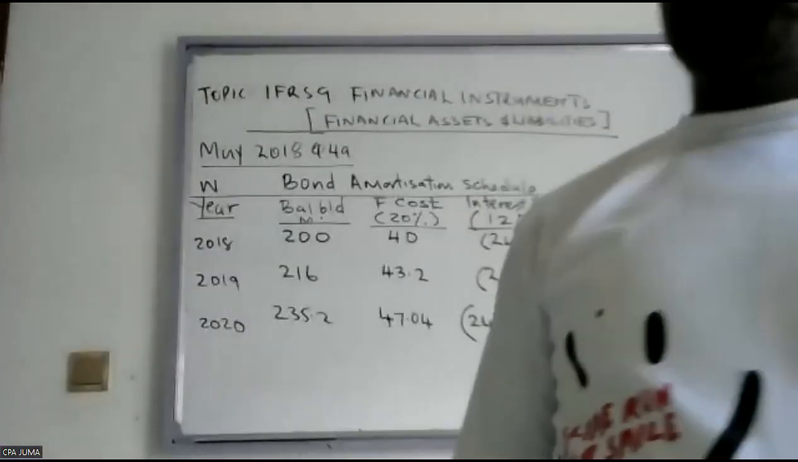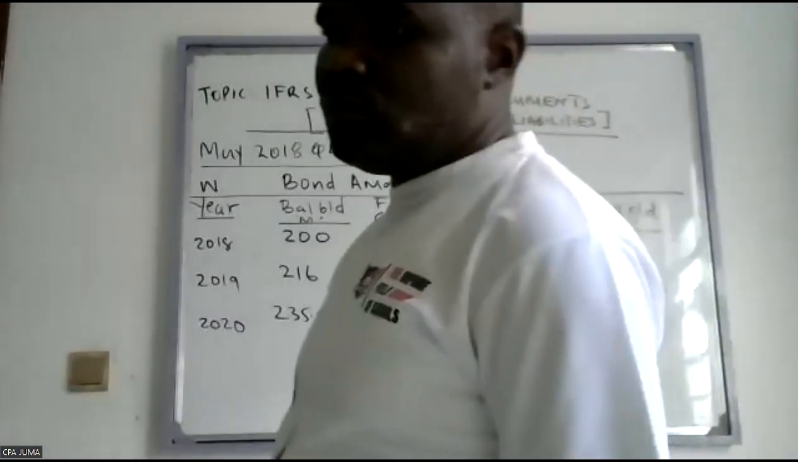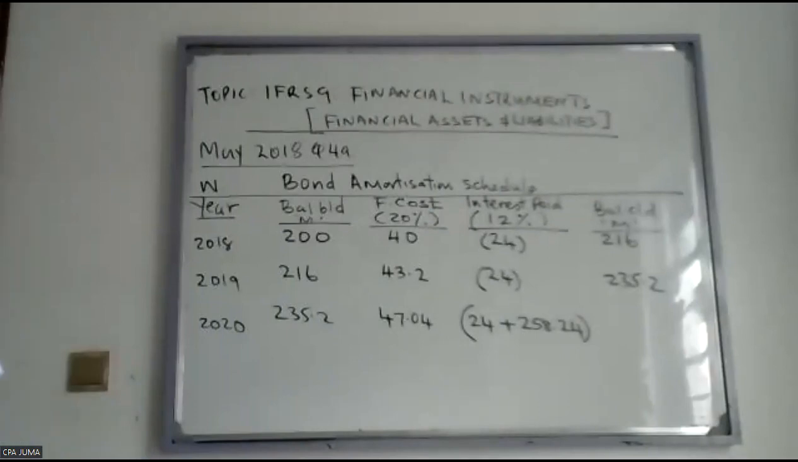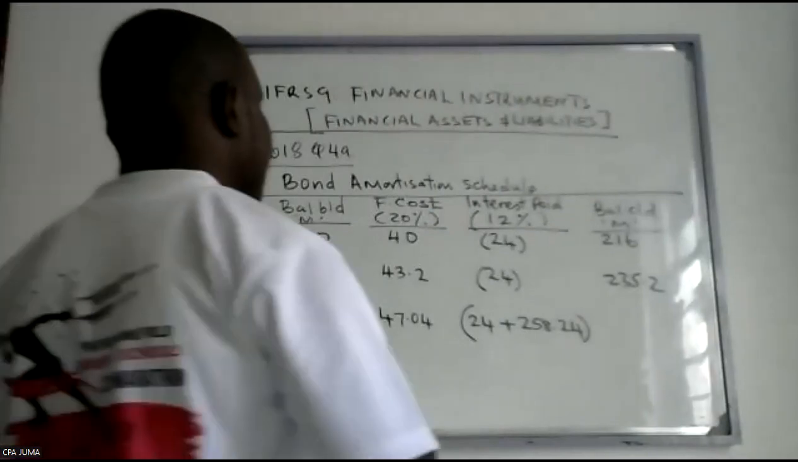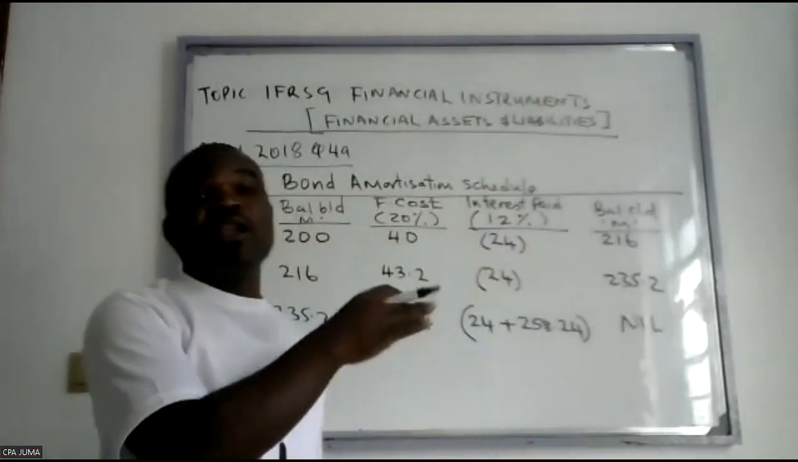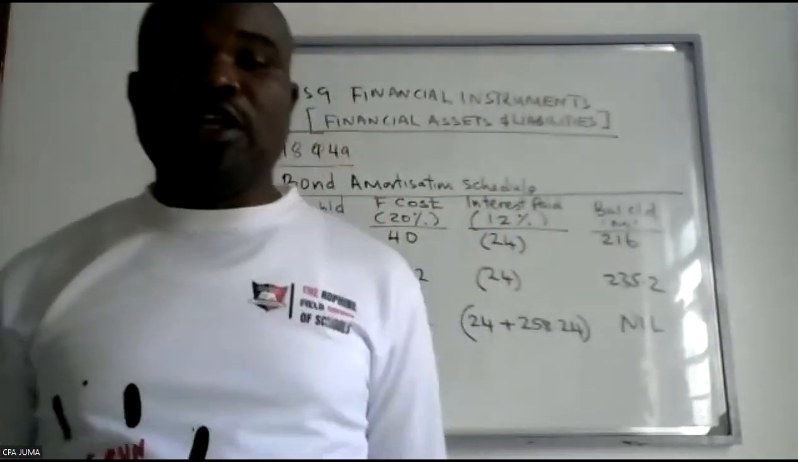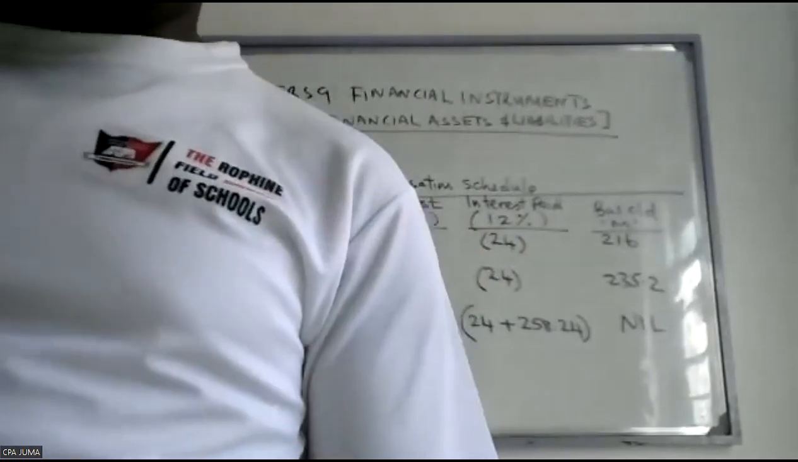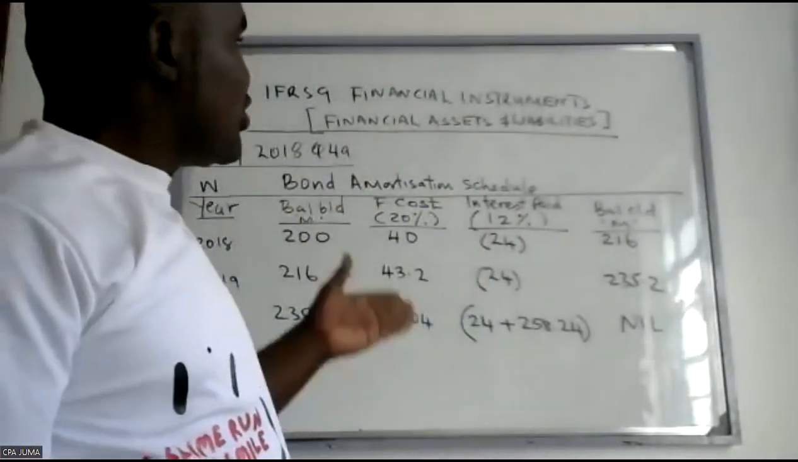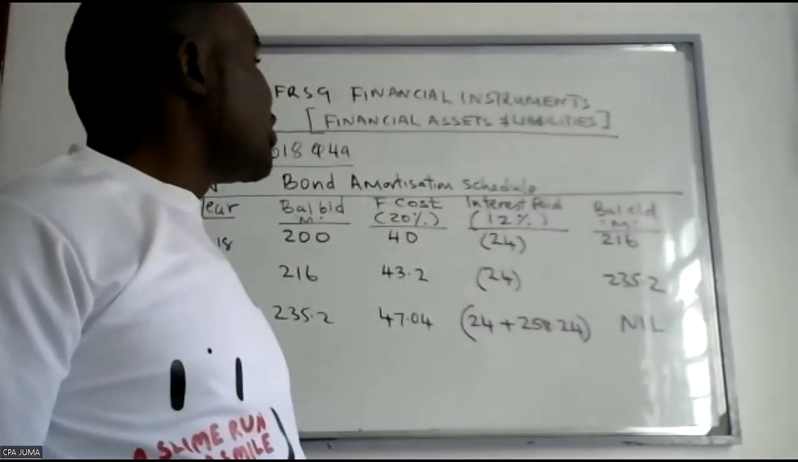How much is remaining? Zero. Yeah, there is nothing. And that's how it should be. But you can get negative. If you put a negative here, it means everything has been paid. But that one comes to nil. So from the amortization, you can answer any question.